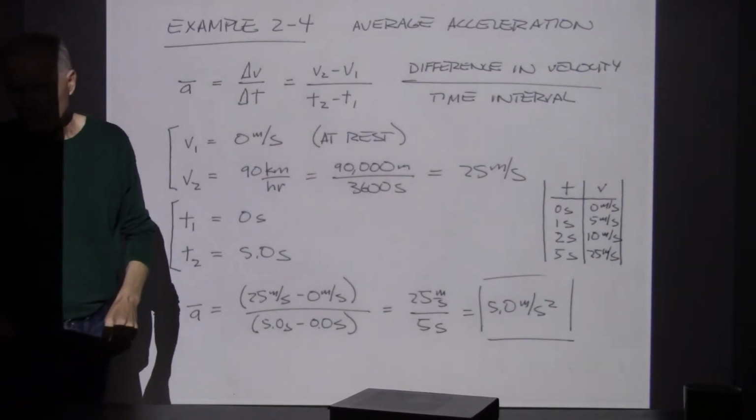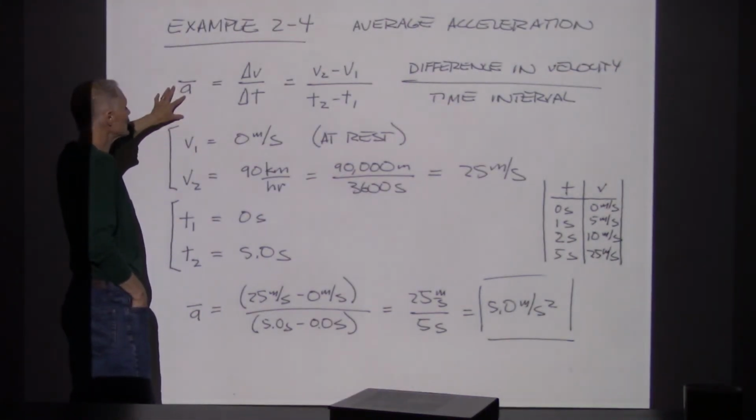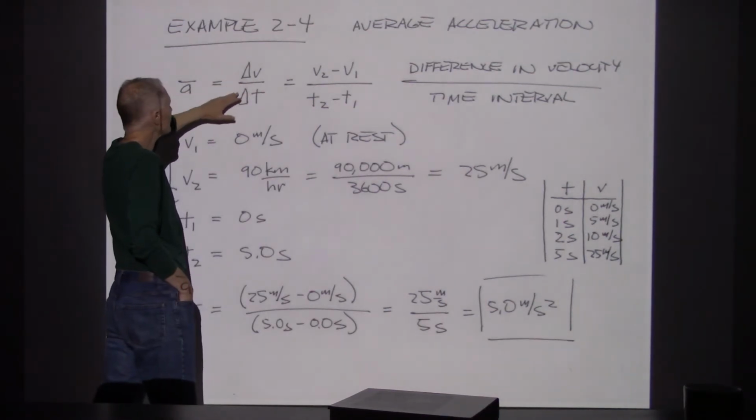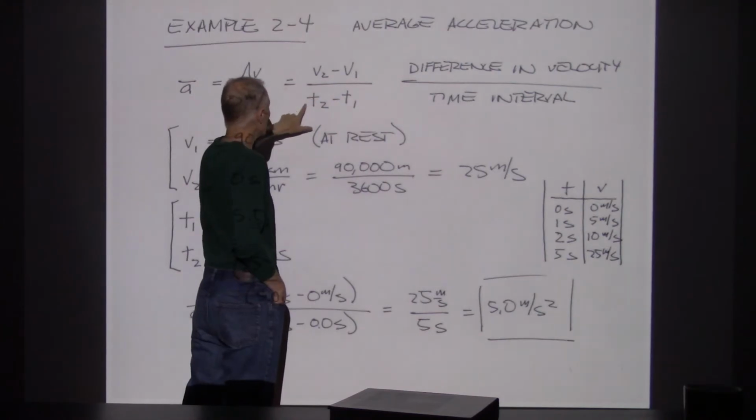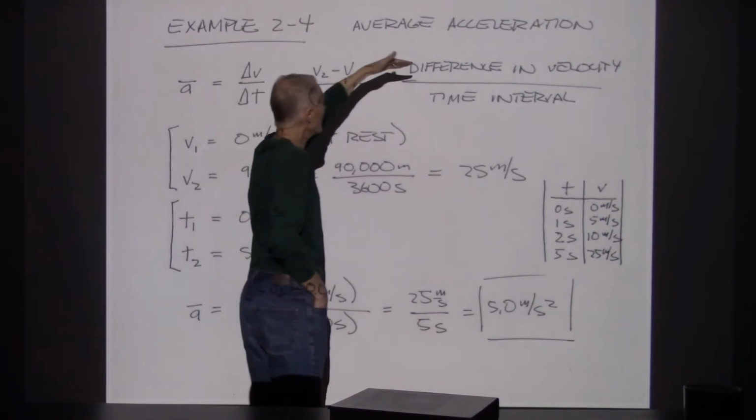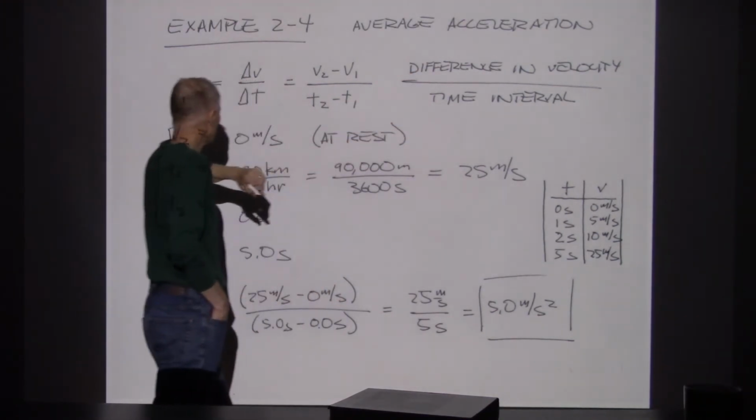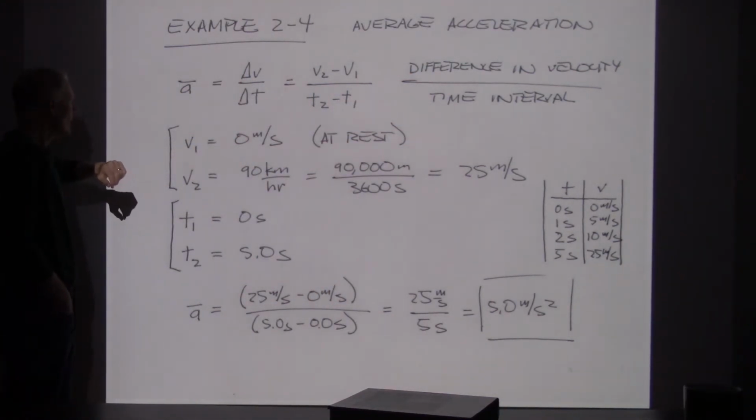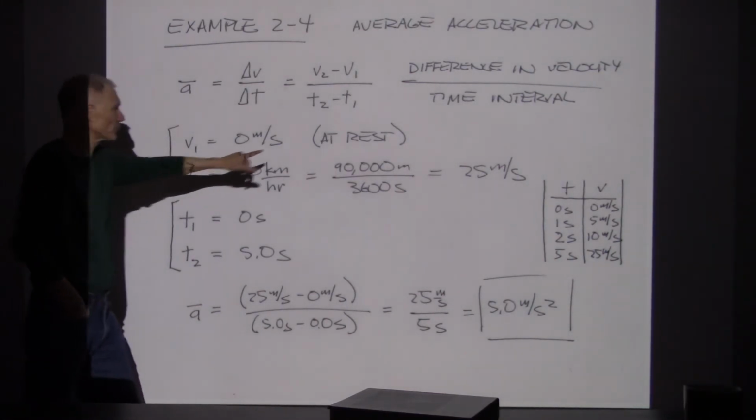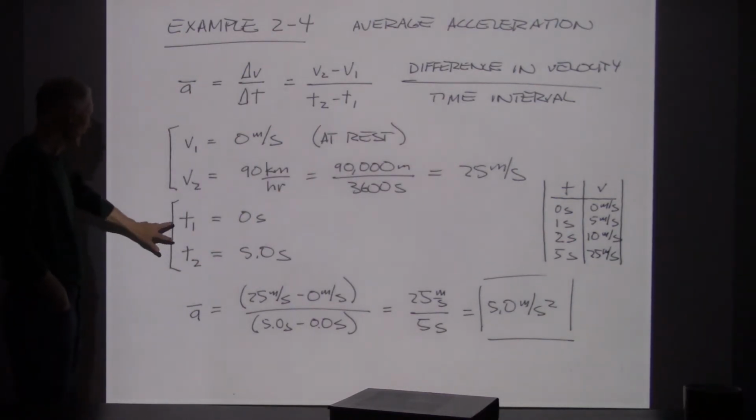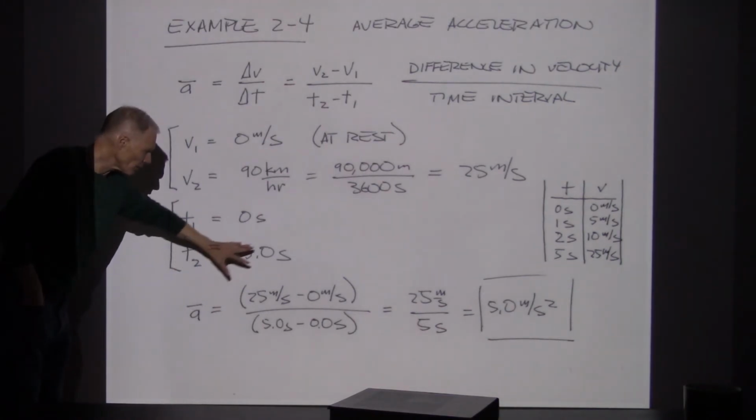Okay, so I think we did it all here. So it is all listed here. So average acceleration, that's going to be delta v over delta t. I'm going to write that as v2 minus v1 over t2 minus t1. I'm going to write that as a difference or a change in velocity during a time interval, a difference in time. v1 was 0, v2 was this 25 meters per second, and the time interval was between 0 and 5 seconds, so I plugged all of that in.